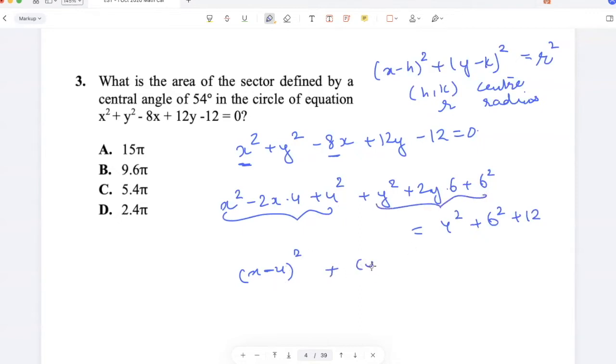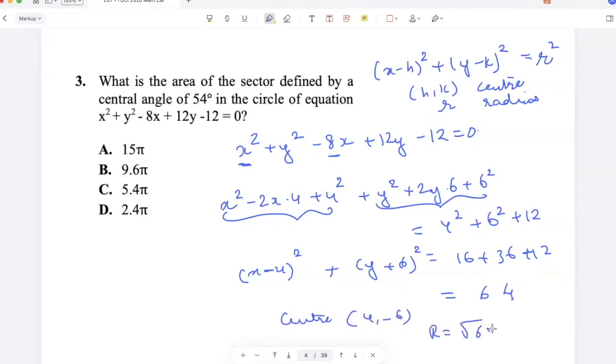These three terms become y plus 6 the whole squared, and 16 plus 36 plus 12. So that's 6 and 6, 12 and 2, 14, 4, carry 1. 1, 2, and 3, 5 and 1, 6, 64. So my center of the circle is 4 comma negative 6 and my radius is root 64, which is 8.